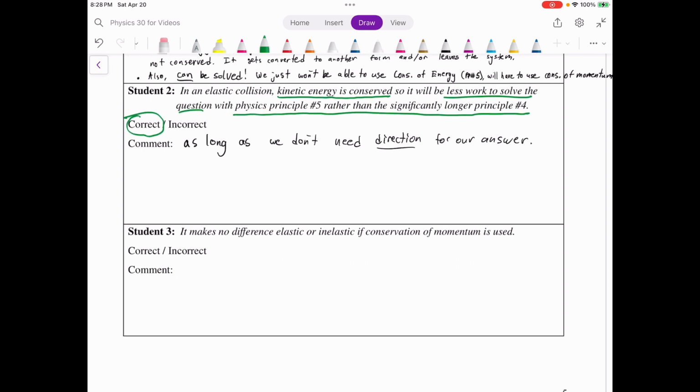So it makes no difference if the collision is elastic or inelastic if we use conservation of momentum. Well, yeah, that's true, right? The conservation of momentum always works. So correct, yeah, totally, okay?